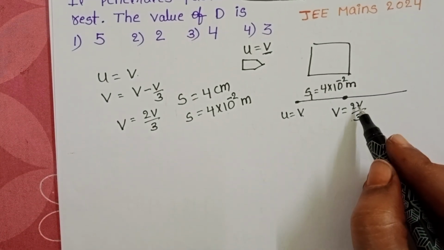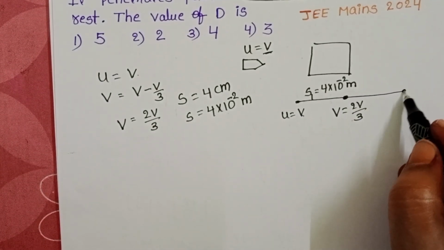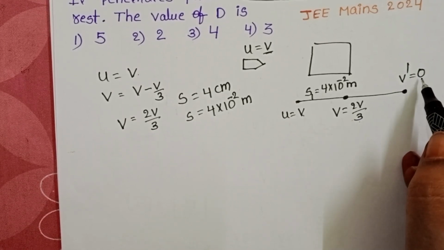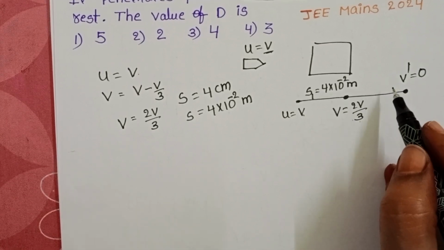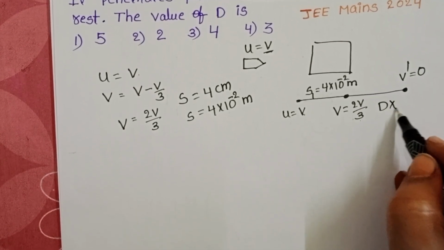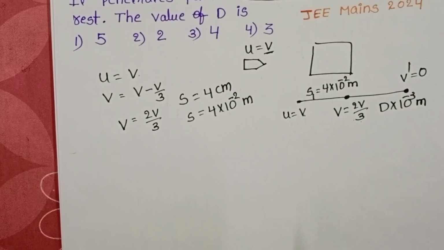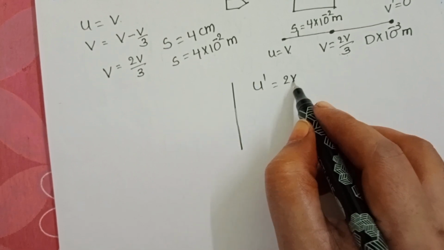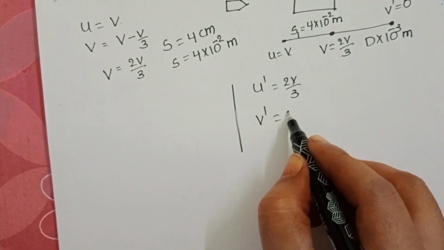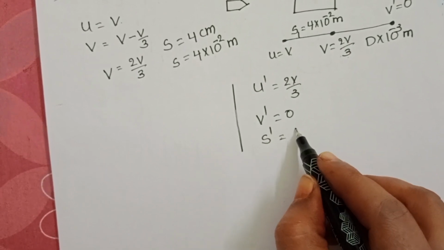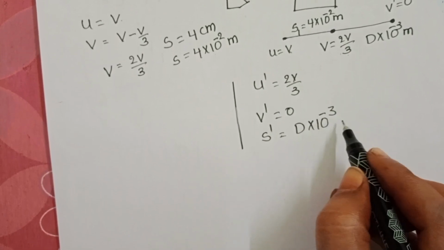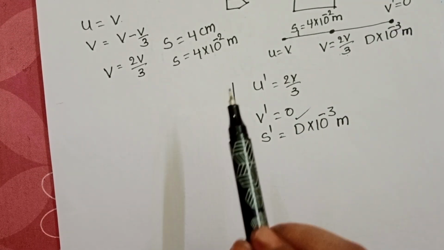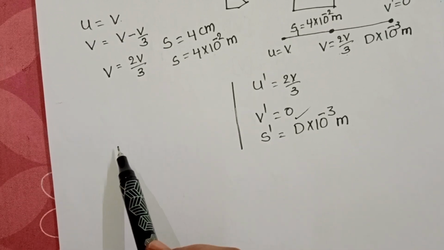After then, with this velocity, it is moving forward and finally comes to rest position. So from velocity 2v by 3 to 0, the distance travelled by the bullet is d into 10 power minus 3 meters. So in second case, initial velocity is 2v by 3 and final velocity is 0. Distance travelled by the bullet is d into 10 power minus 3 meters. Here we have to find out the value of d. So first find out the acceleration of the bullet by using the first case information.